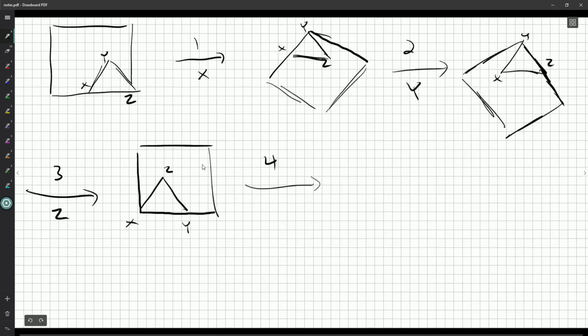And then after the 4th step, I should probably keep track of where D is. So here's D. And then D now moves down to here. D is still here.